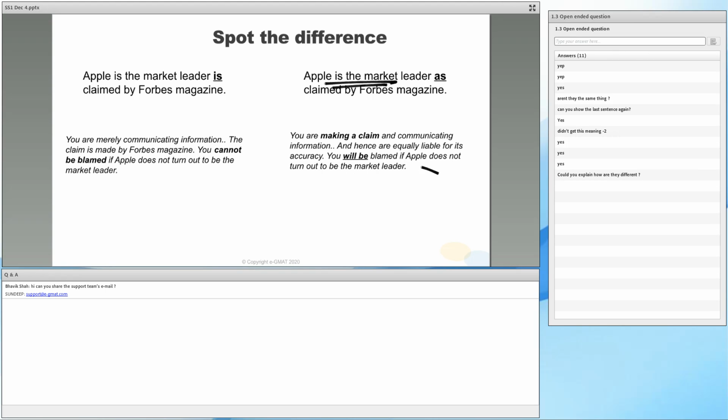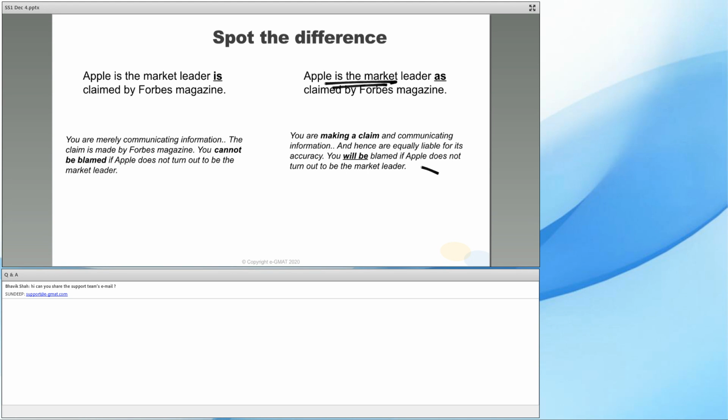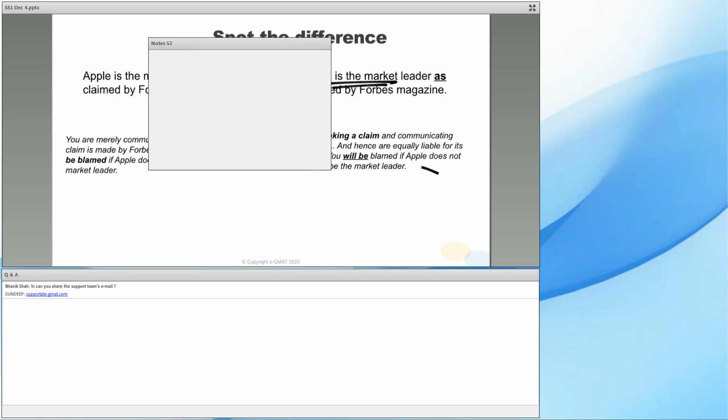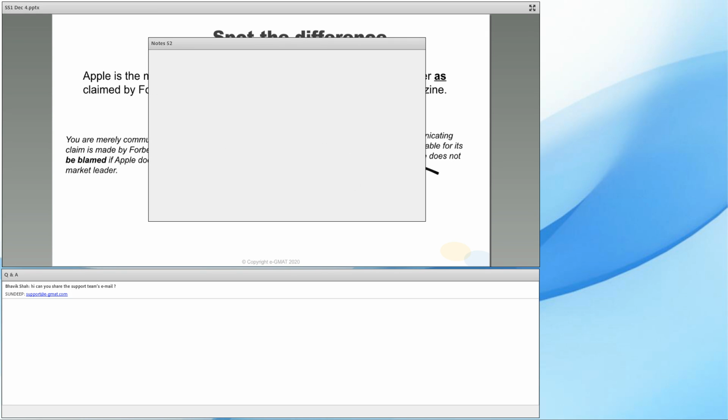Let's take another sentence. A slightly different sentence over here. And I think this would be much easier. Okay.